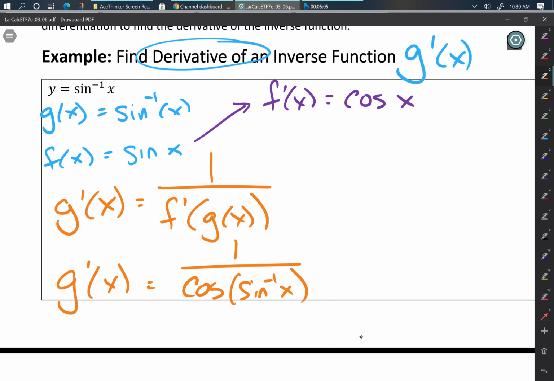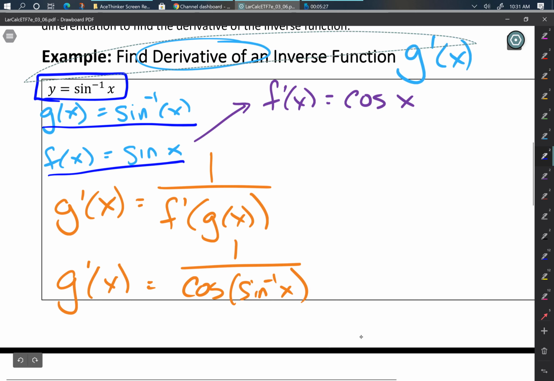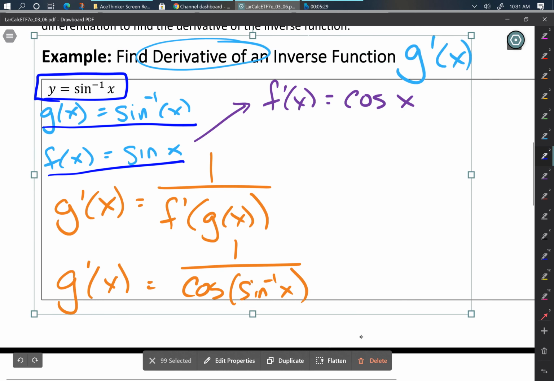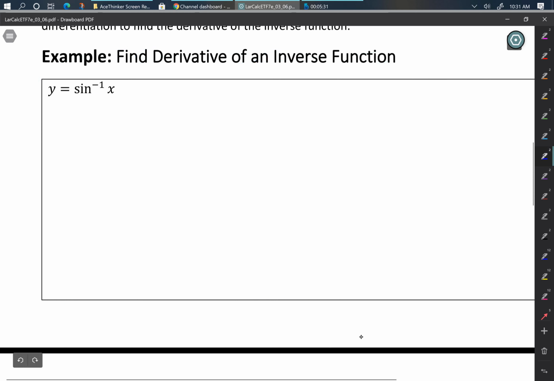And here's why I don't like that, or here's why this would be complicated. It assumes that everyone can look at this, recognize it as being the g, and be able to easily find the original function f. And that isn't always the case. So while this isn't incorrect, more commonly, to find this derivative, we would do something like this.